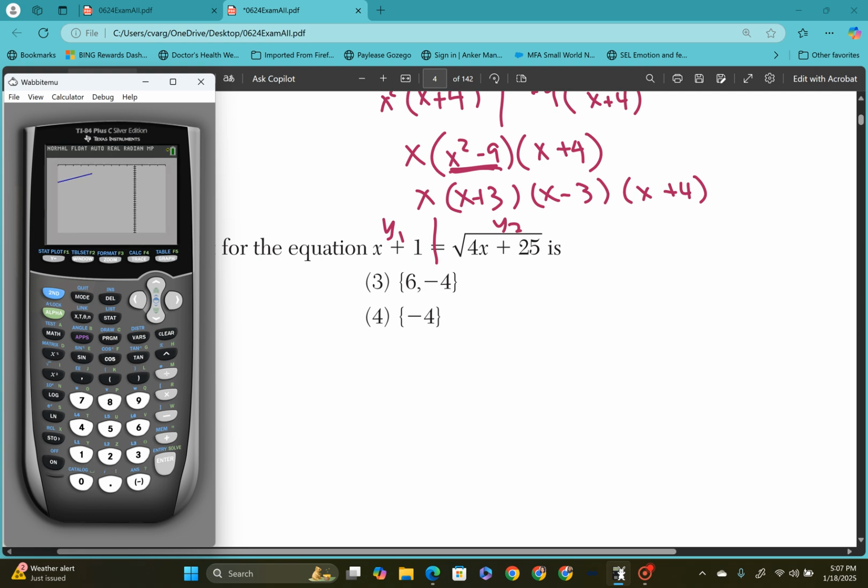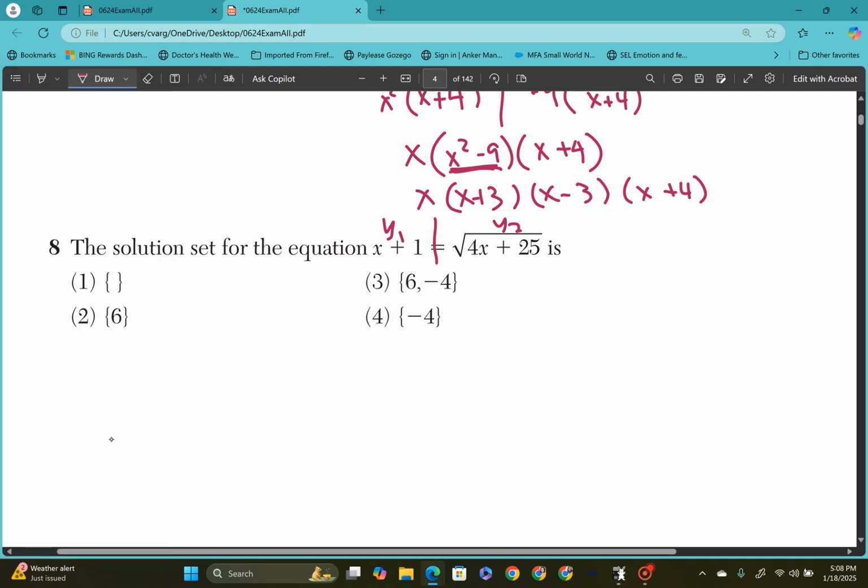Oh, it's already from the window from before. So let it do its thing once the calculator starts working, and I'm going to hit zoom, option number 6, which is standard. So now I can actually see it, and it looks like it's going to be 6 and only one answer. So 6 is our answer. This right here means no solution. So if you see either this or an O with a line through it, that means no solution. That means both of them don't work.